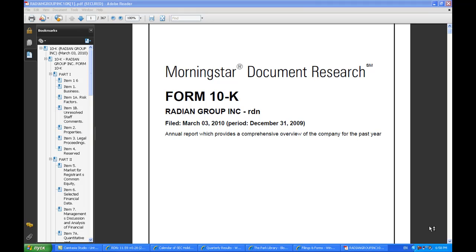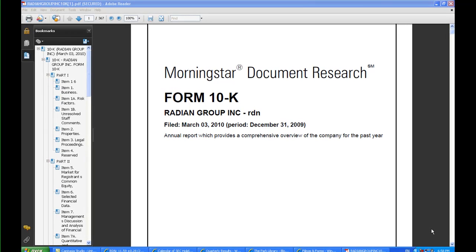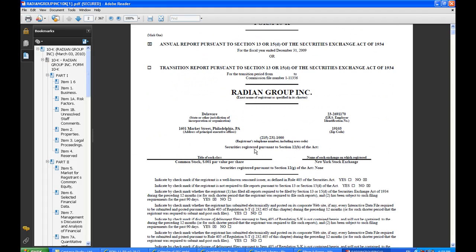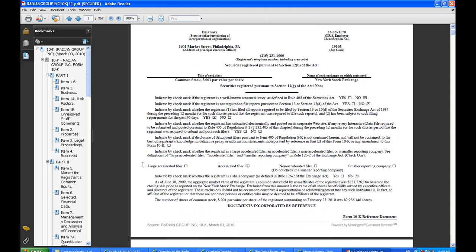Now that we know how to find a 10K, we can start dissecting. First couple of pages tell you quite a bit of information. Particularly this one will tell you a period for what that annual report ends, as well as the actual filing date. On second page, if we go, we can see what type of filer this company is.